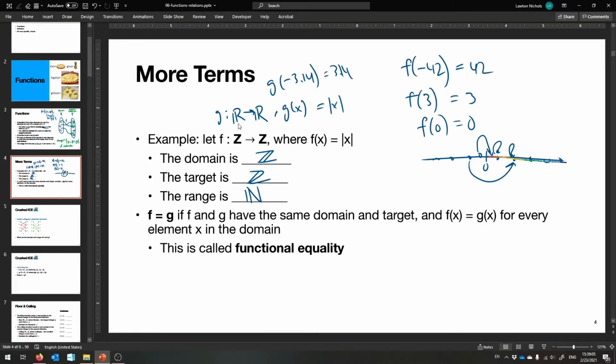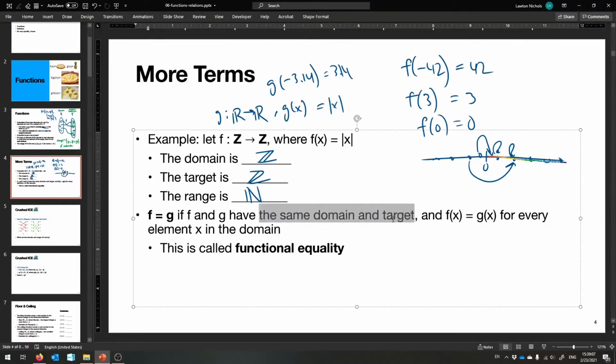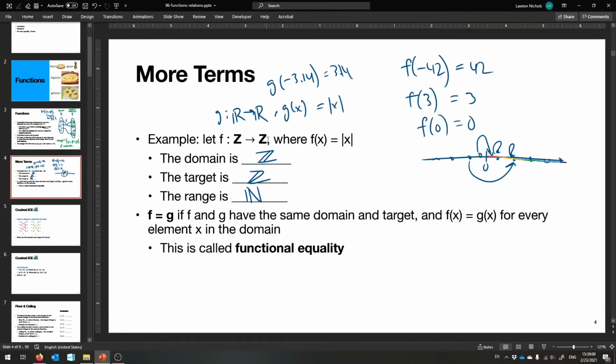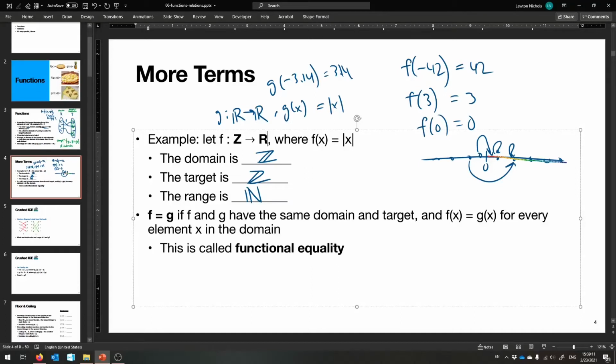It's not at all the same. So that's why we kind of require this. They have to have the same domain and target. Even we could have the same function and make it R instead. It would be a different function. Okay? That's required. And yeah, so that's the first thing that you need to make sure is the same. And then you need to go and check every element. So if f of x ever differs from g of x, then they're not equal.